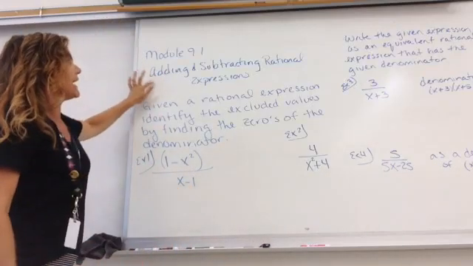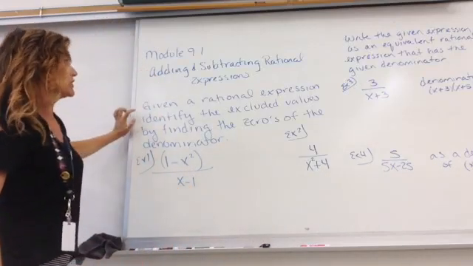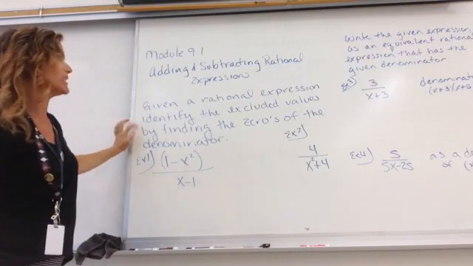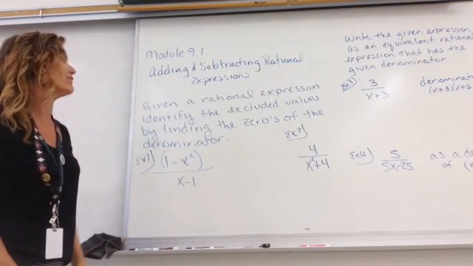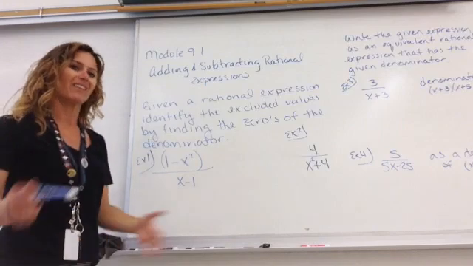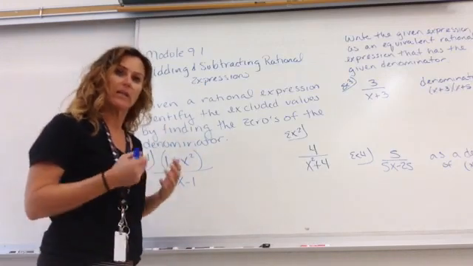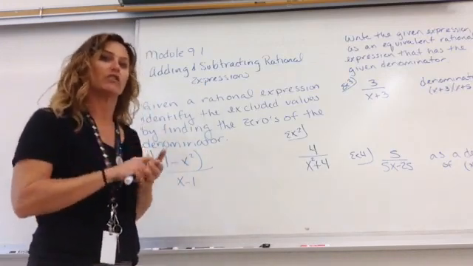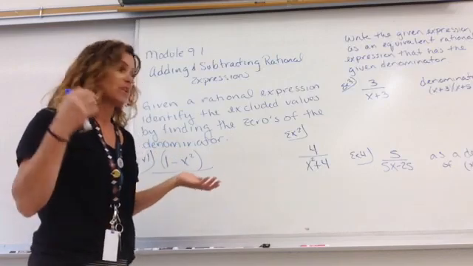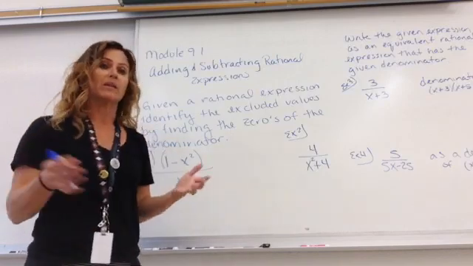All right, Module 9.1, adding and subtracting rational expressions. Given a rational expression, we're going to identify the excluded values by finding the zeros of the denominator. That's the technical term. We all know we can't divide by zero. If you try on your calculator to divide by zero, you get an error.